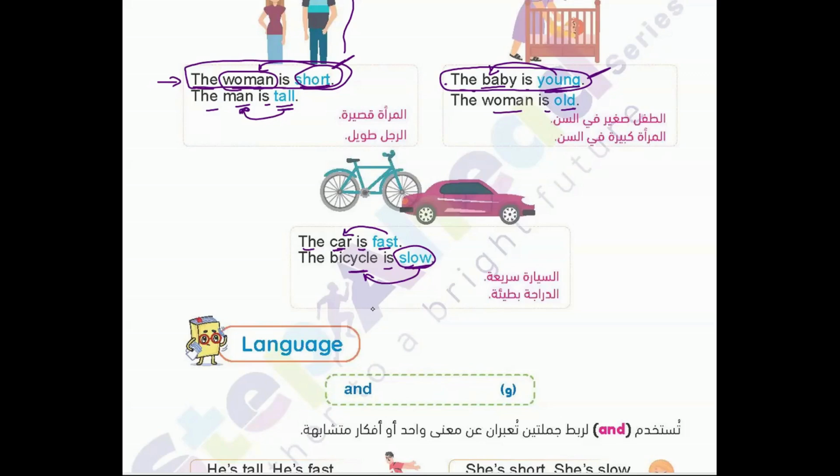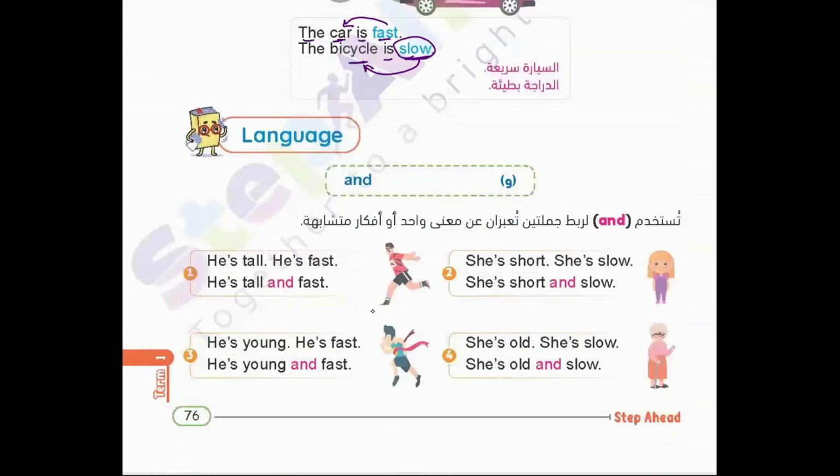Okay, what else? We will go to the language part to study the word and. How can I use the word and? For example, if we have an example, he is tall, he is fast. What can I understand here? I have two sentences to tell about the same person, which is he. I say he is tall, about his height, and also he is fast.